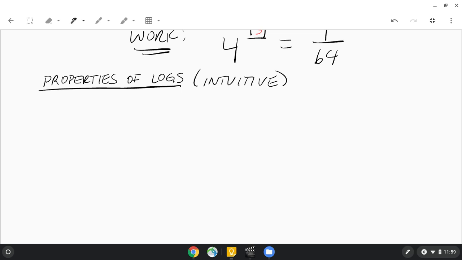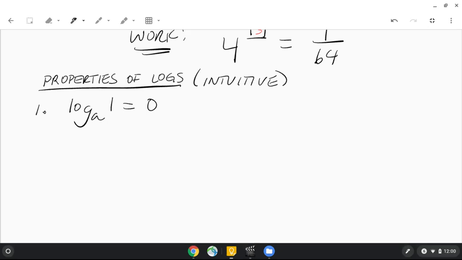All right, so the first one. Let's see if you can evaluate these. Log, and you have any base, any legal base, okay? And you have 1. So can you think of an exponent? A to what exponent will give us 1? Okay, you should have said 0. A to the 0 equals 1. So this first property basically says that whenever you're taking the log of 1, it's going to be 0, no matter what your base is.